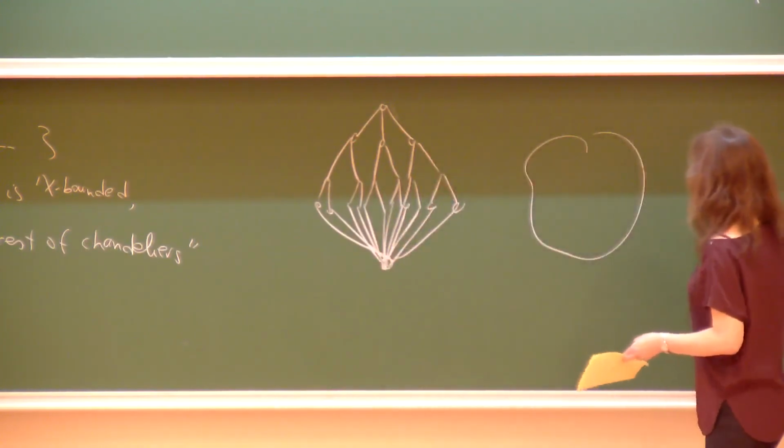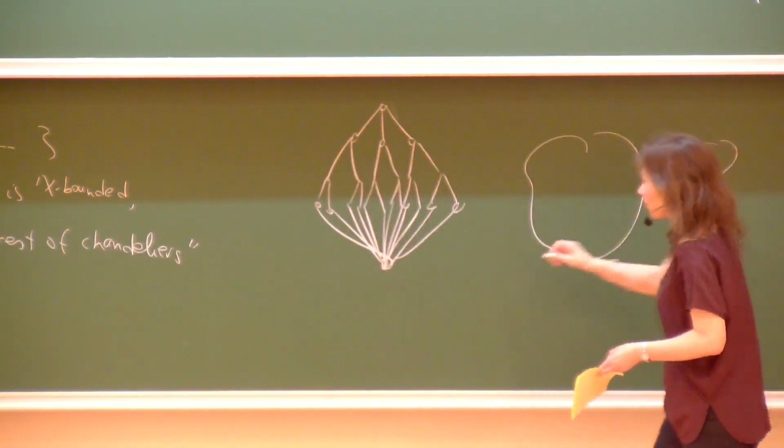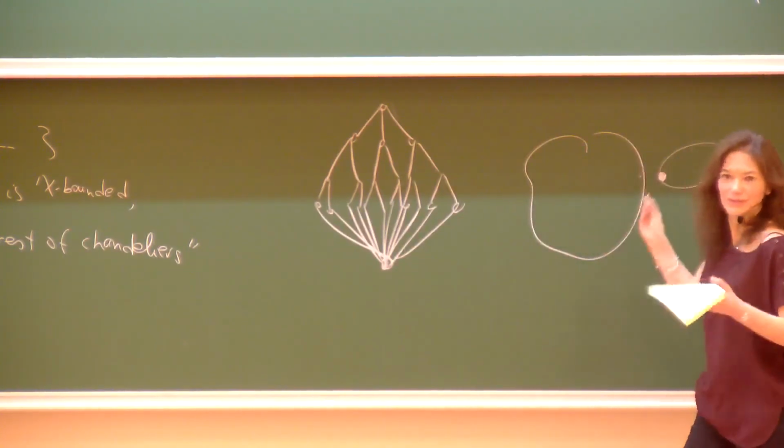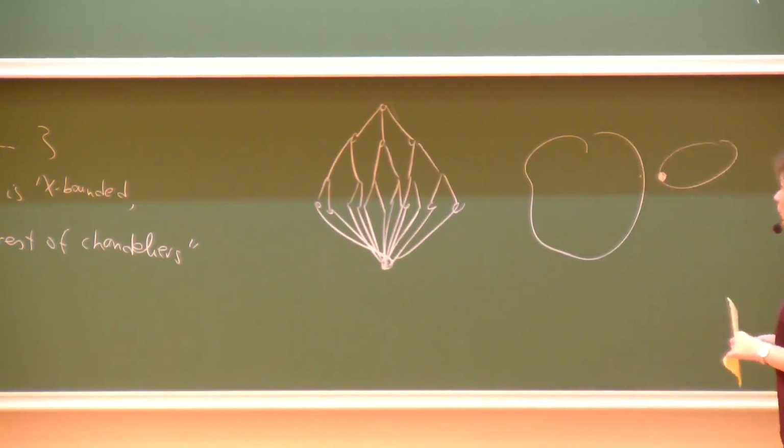And now I'm allowed to bring another chandelier. And it has this important vertex. And I'm allowed to identify this vertex with some vertex there. So, some construction. That's a forest of chandeliers.